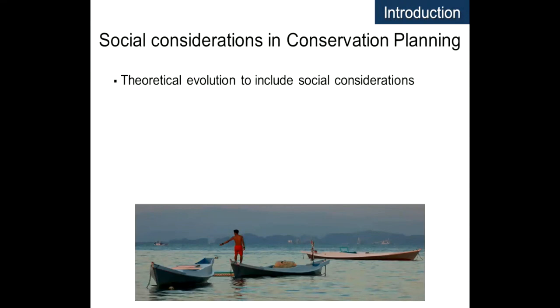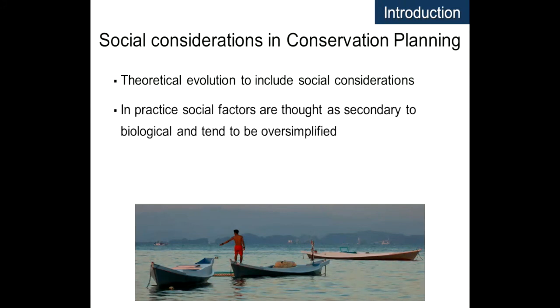Subsequently in the systematic conservation planning literature, there's been a lot of activity advocating the need to better include social considerations in planning, and most notably there was an extension of the original biocentric framework of systematic conservation planning by Bob and Madeleine Bottrill in 2009 to better recognise social considerations. But in reality, social factors continue to be thought of as secondary to biological, and the human dimension tends to be oversimplified. This is particularly true of the spatial design stage, and because this stage is such a central component of planning, this simplification tends to permeate the whole planning process.